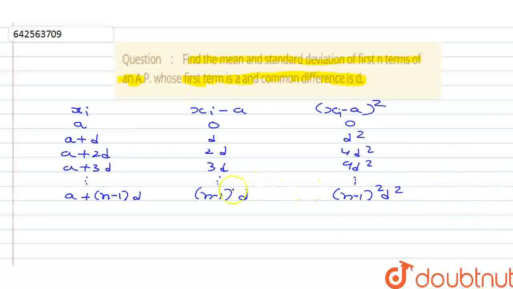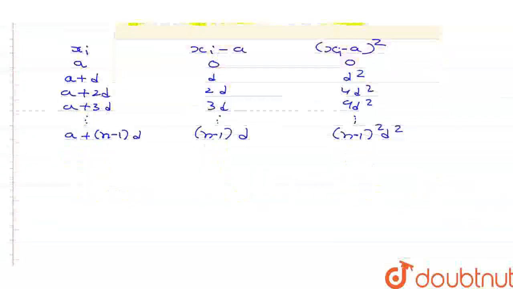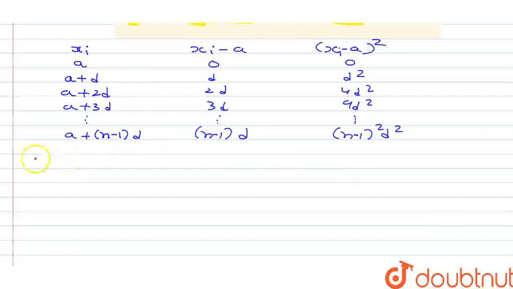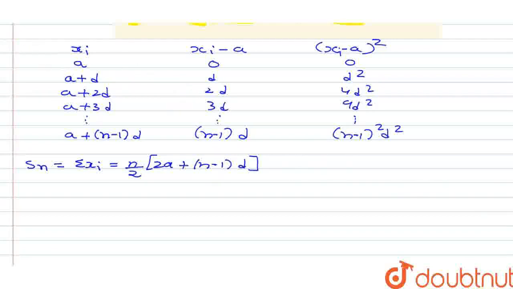Now as we know, sigma xi, or you can say the sum of all the terms in an AP, is given as Sn, which can also be written as sigma xi in terms of mean. So sigma xi is going to be n by 2 into (2a plus (n minus 1) into d). This is the sum formula for n terms. From here, we are going to find the mean.